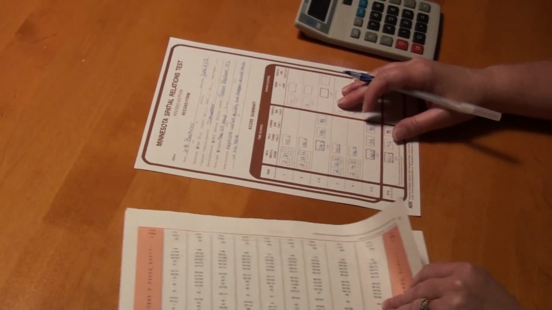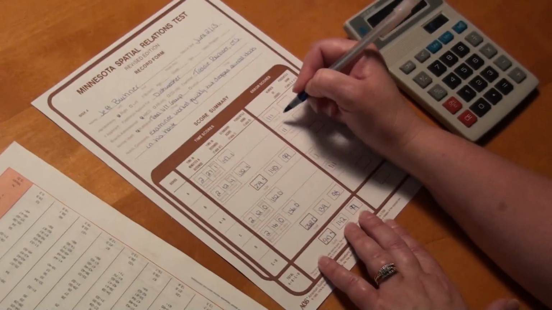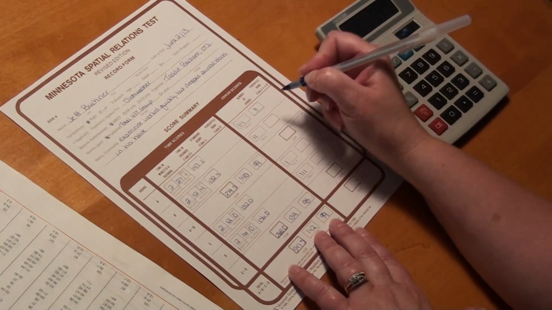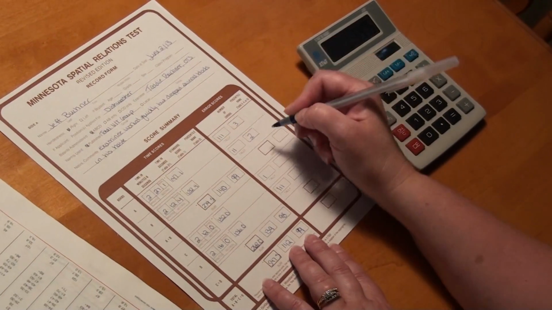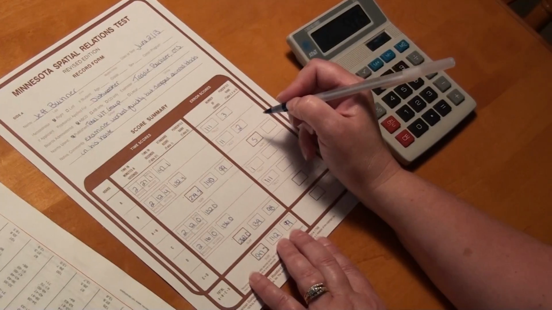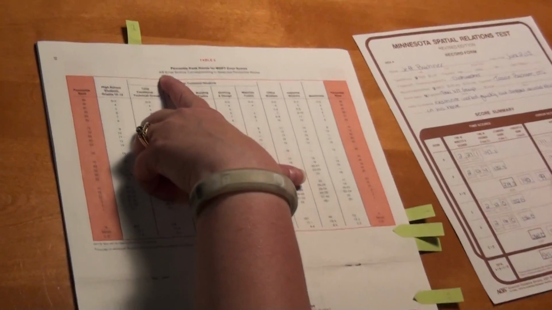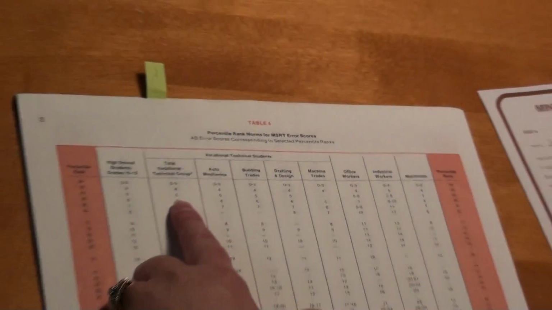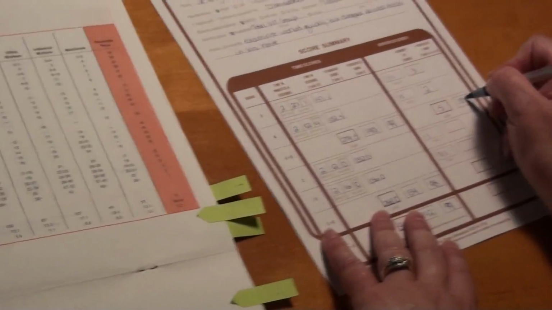The errors are a little less complicated. When Jeff was doing his tests, you may have seen that I was marking down his errors. My tally here is 3 errors for board 1A, 2 errors for board B, and the sum total is 5. We have a table here, which is table 4, which has our A-B error scores. Again, we would look in the total vocational technical group, and 5 puts him in the 95th percentile.